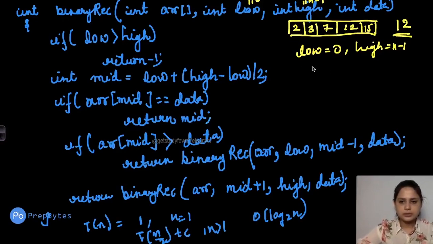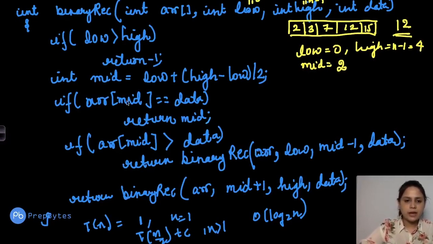We calculate mid. So my mid will be high plus low by 2. So n minus 1 here is going to be 3. 0, 1, 2, 3, 4. So it's going to be 4. So my mid becomes 2. So we check arr of mid equal to data, which is not the case. This is the mid and this is not equal to data.